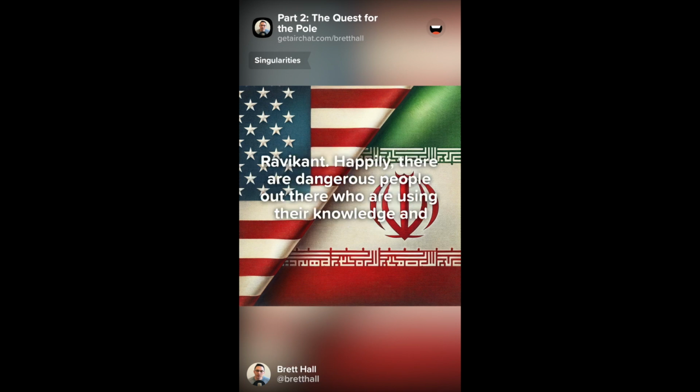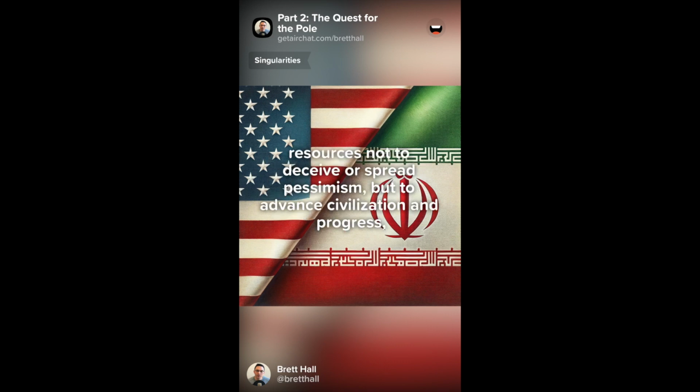Happily, there are dangerous people out there who are using their knowledge and resources not to deceive or spread pessimism, but to advance civilization and progress, rather than stifle either. And happily, that danger stands in contrast to those who would try and slow down progress. And the people on the side of progress are, for now, continuing to win. The good kind of dangerous people are still on the ascendancy.